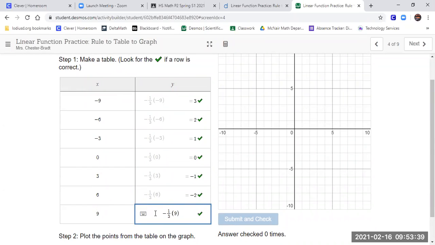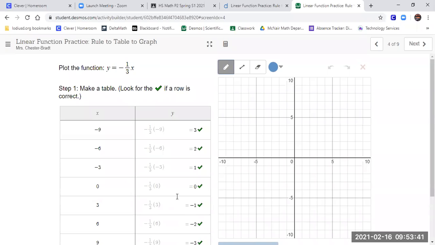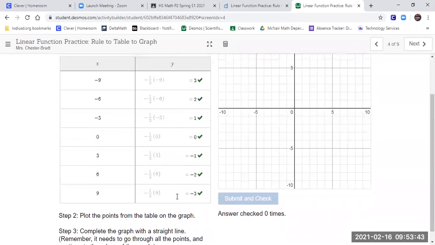+9. Right? All right. So I'm going to go graph those. When x is -9, y is +3. -6, +2. -3, +1. 0, 0. What kind of graph is this?